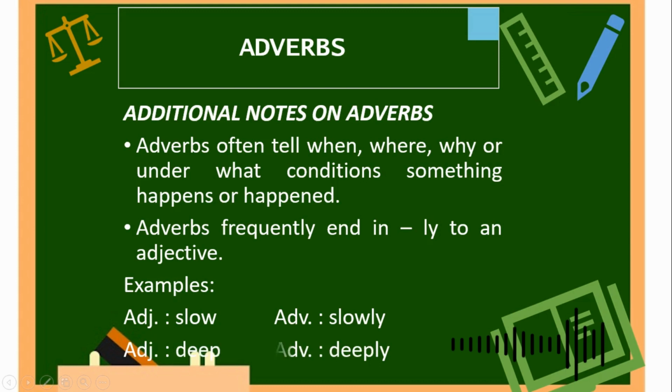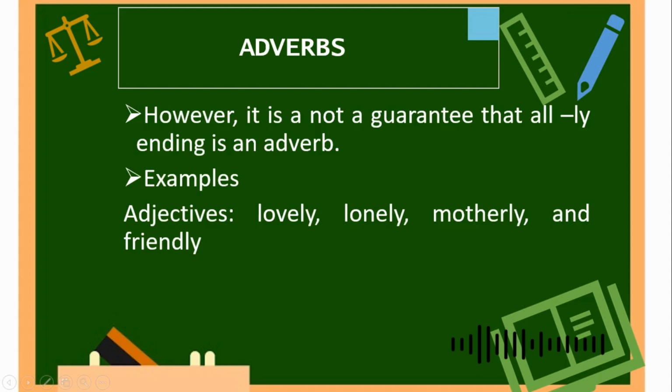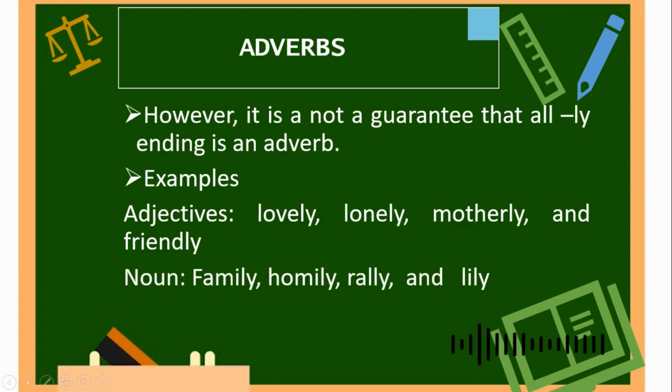Another example, for adjective, the word is deep, but with the addition of ly, it becomes the adverb deeply. However, it is not guaranteed that all words ending in ly are adverbs. Take note of these examples. Lovely, lonely, motherly, and friendly are all adjectives. Family, homely, rally, and lily are not adverbs either. These are examples of nouns.